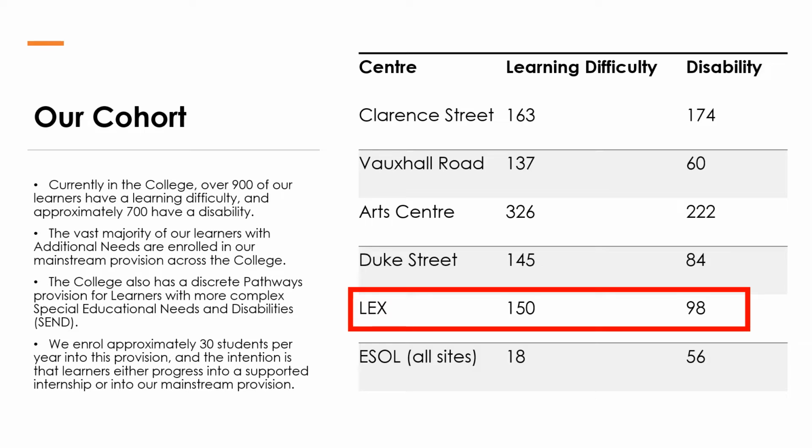A lot of them are enrolled in our mainstream provisions across college, and the college also has a discrete pathways provision for learners, which comes in with our health and social care school, for those with more complex special educational needs and disabilities, and that's around 30 students in this provision. But a lot of the rest of the students are in mainstream.